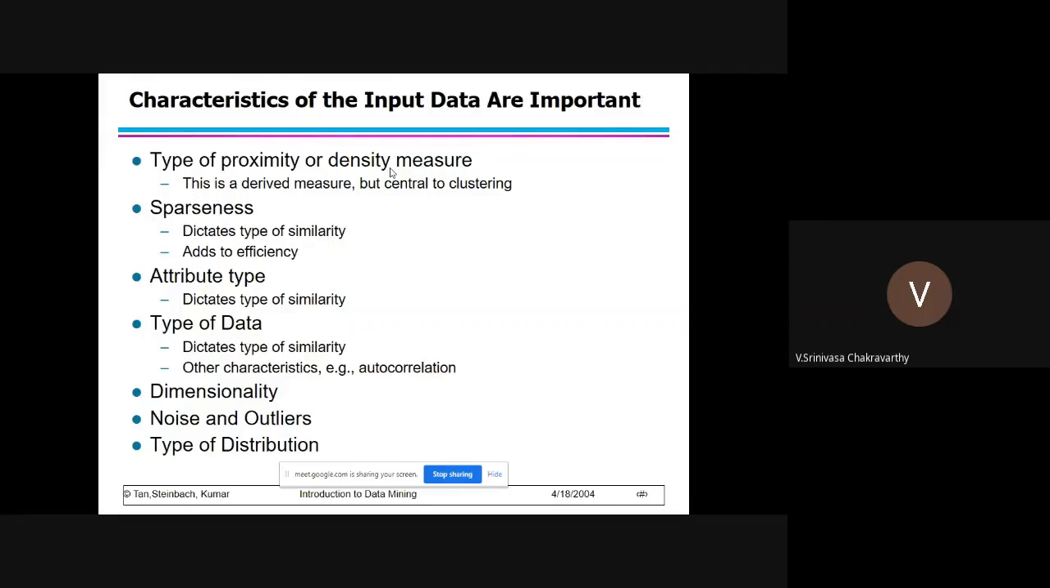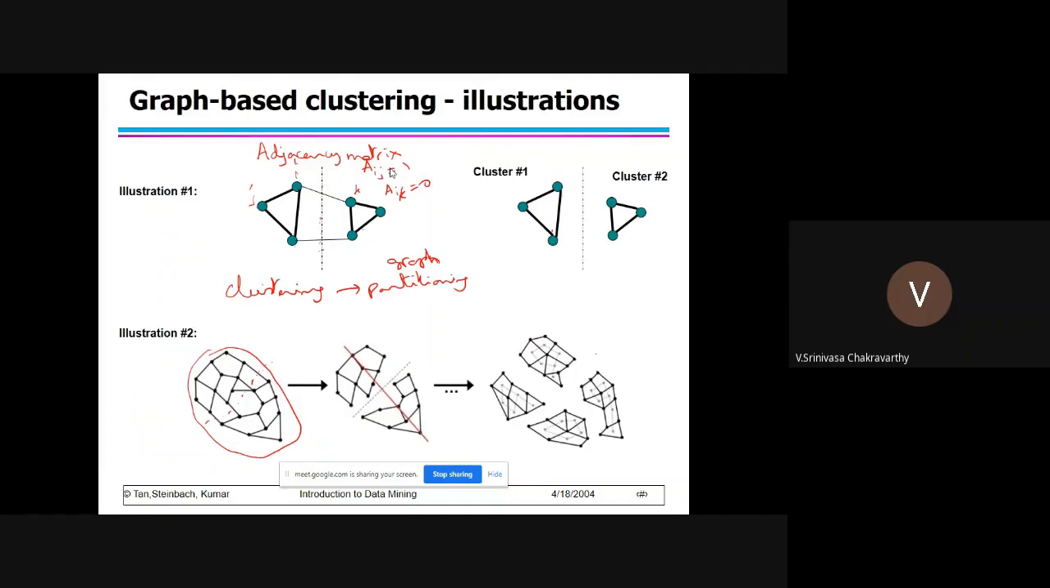Okay, good morning, everybody. So let us continue our discussion of clustering. So we stopped here yesterday. So we said, for example, you can convert a data set into a graph and then transform the problem of clustering a data set into the problem of graph partitioning.